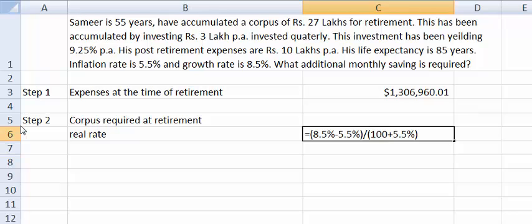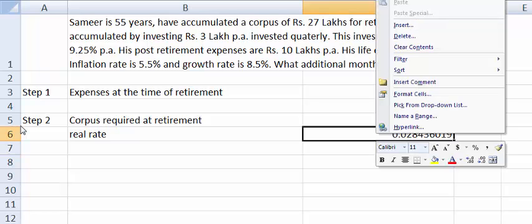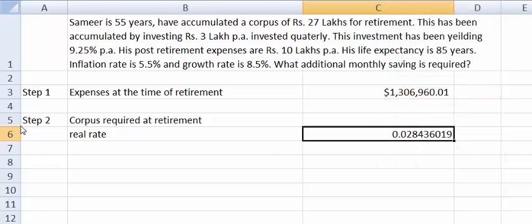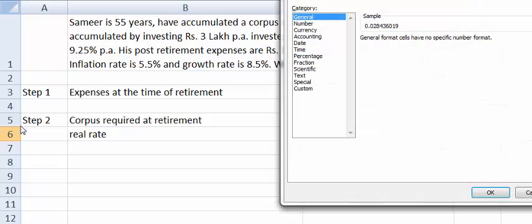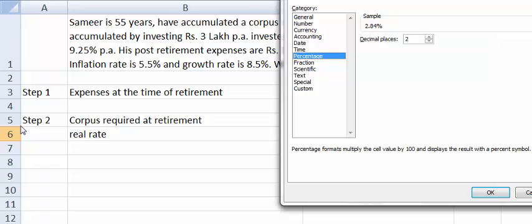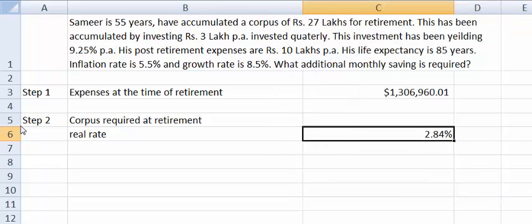Since I have given the numbers in percentages, there's one little change that I can make. I can make it 1 plus 5.5% and then change this to percentage format. Format cells and percentage. So the real rate is 2.84%. Now that we have this real rate 2.84%, we can find out the corpus required.